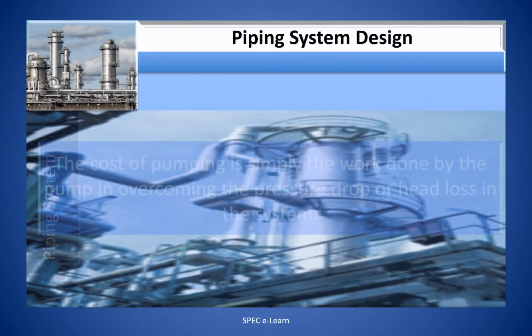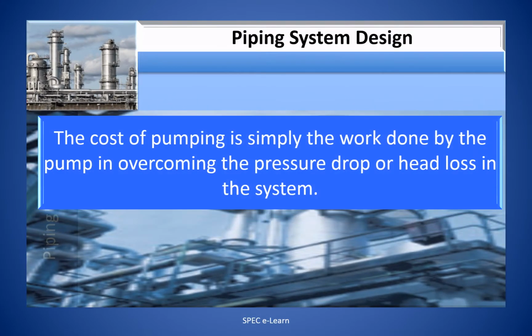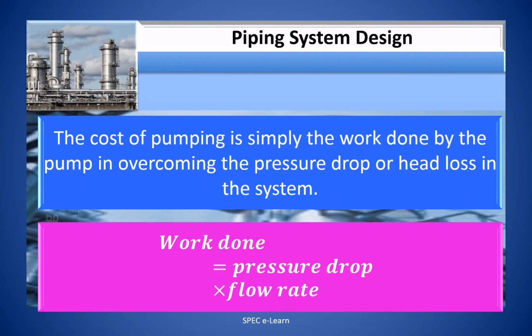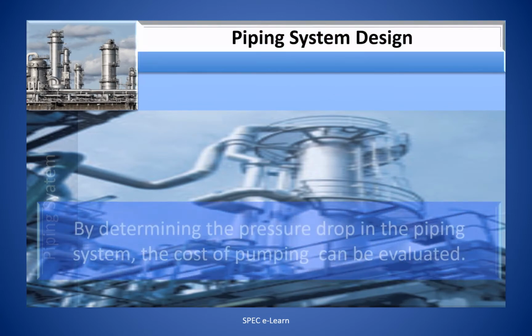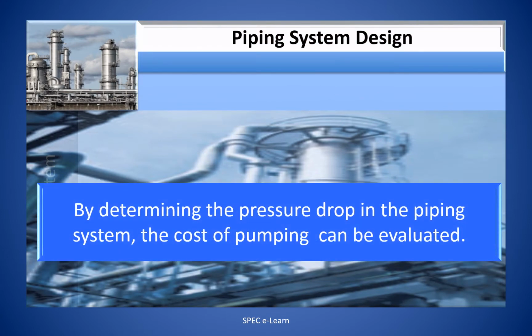The cost of pumping is simply the work done by the pump in overcoming the pressure drop or head loss in the system. Work done equals pressure drop times the flow rate. By determining the pressure drop in the piping system, the cost of pumping can be evaluated.